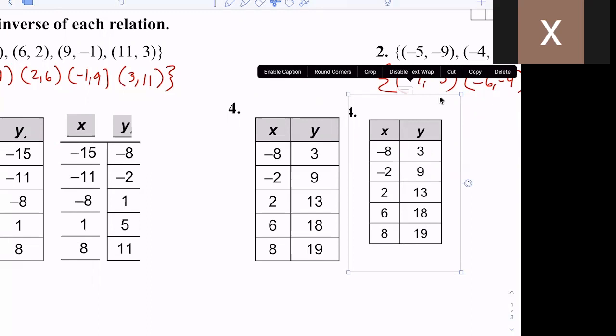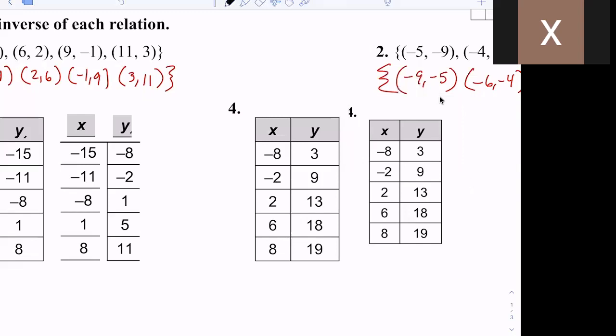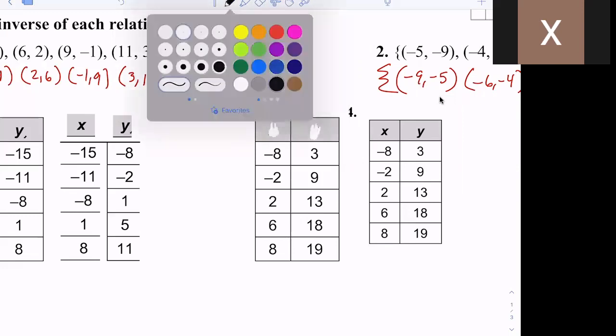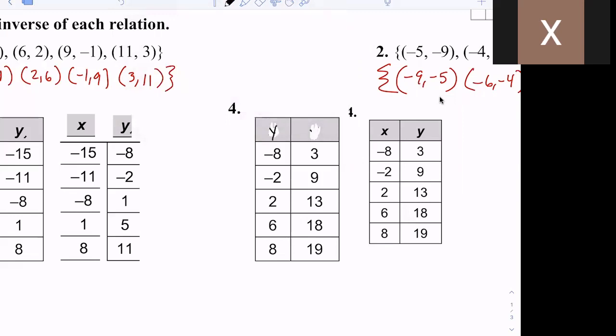Then I was thinking, why wouldn't I just do that? If that's the case, why wouldn't I just come over here and wipe this out, and then wipe this out, and then come over here, change this, this is now my y, and this is what?